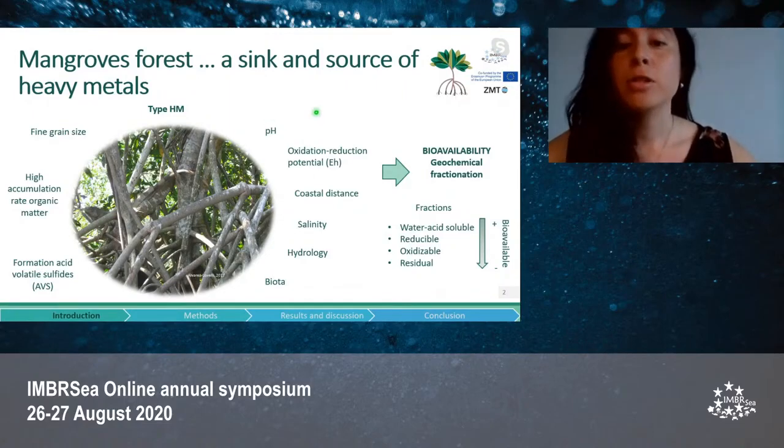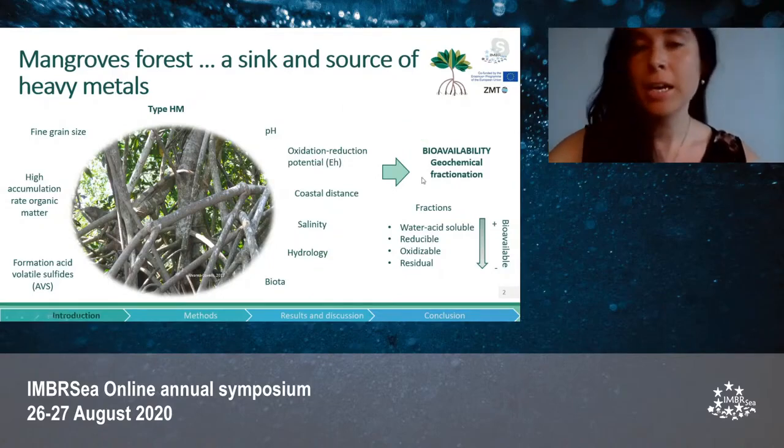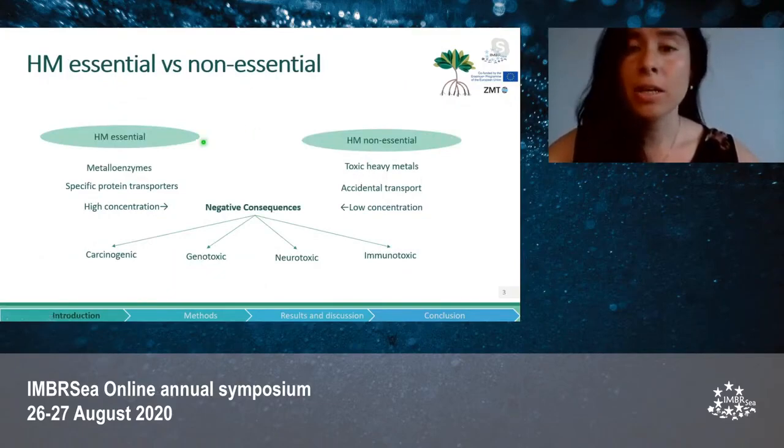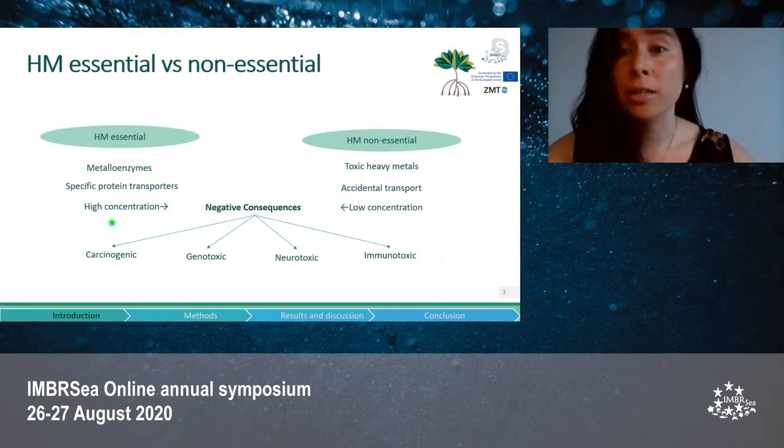With these parameters plus coastal distance, salinity, hydrology, and the biota, they determine the availability and the geochemical fractionation of heavy metals. Heavy metals can be divided into two main groups, according to their role in the metabolism: heavy metals that are essential and heavy metals that are not essential. In the first group, we find nickel, copper, and zinc, and they normally act as metalloenzymes. They have a specific protein transporter, but high concentrations of these metals can be detrimental for the organism.